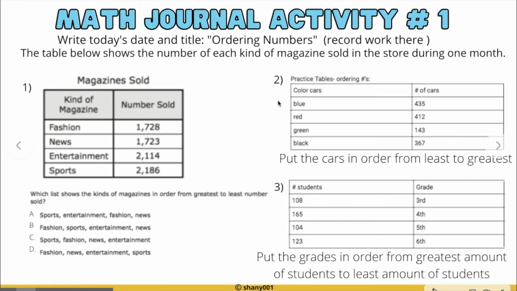Number 2, you will go ahead and put the cars in order from least to greatest. So you have the colors of all the cars, blue, red, green, black, and the number of cars. For number 3, you will go ahead and put the grades in order from greatest amount of students to least amount of students. So you have the number of students and you have the grade.